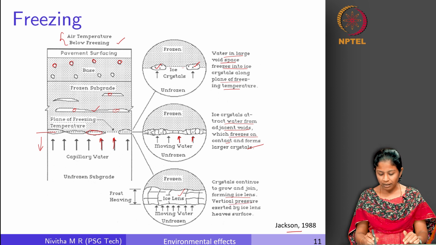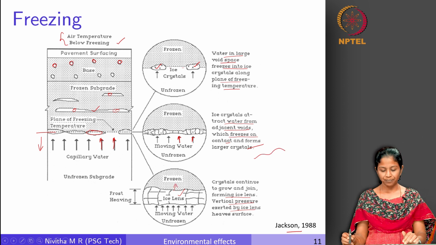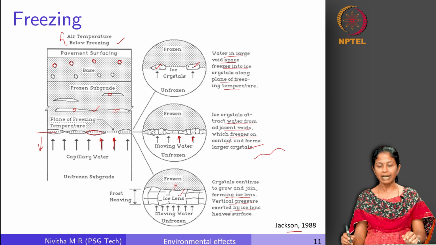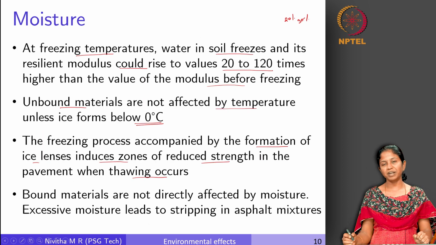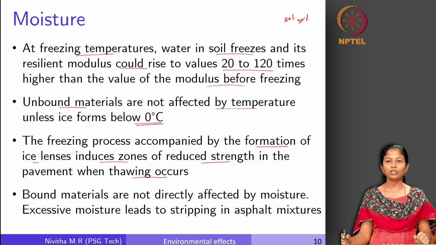There is a vertical pressure exerted by the ice lens and it tries to heave the surface, to push the surface upwards. This is the freezing effect. Now, once this freezing effect is over and the temperature begins to increase, we will experience the thawing effect.